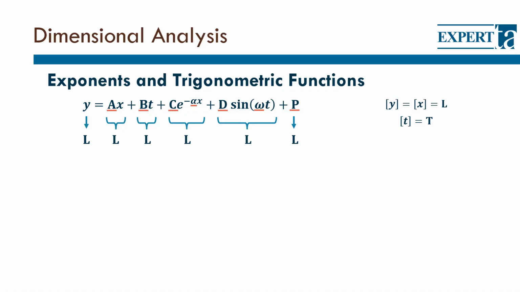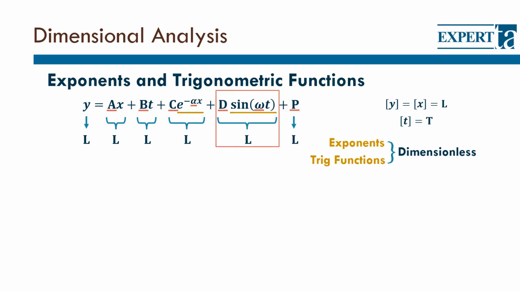Things to note: exponents and sine and cosine and trig functions are dimensionless, which means they have no units. So this whole term, for example, has dimension L, and the sine term is dimensionless. That leaves us with d, and so that means d should have dimension L. Same thing here, the exponent is dimensionless, so we are left with c, and since this whole thing has dimension L, c must have dimension L.